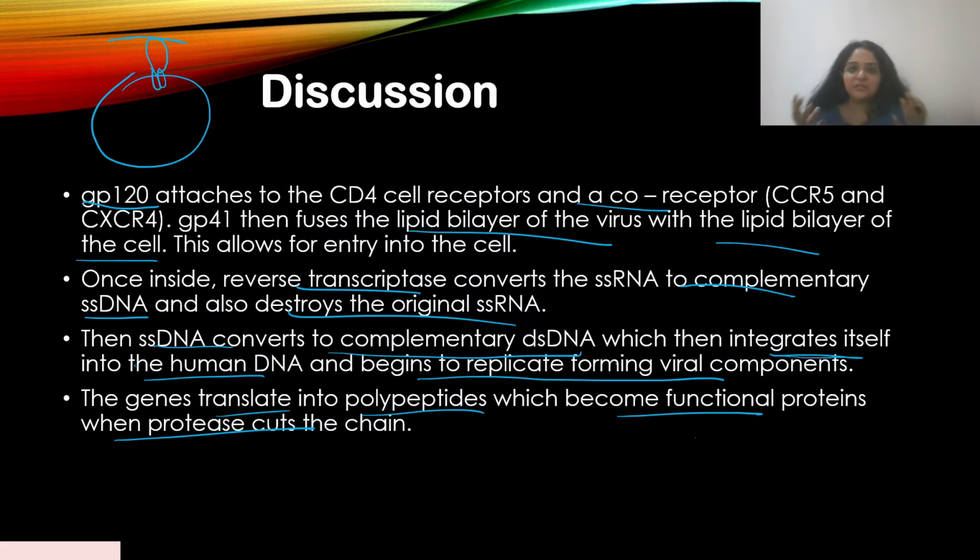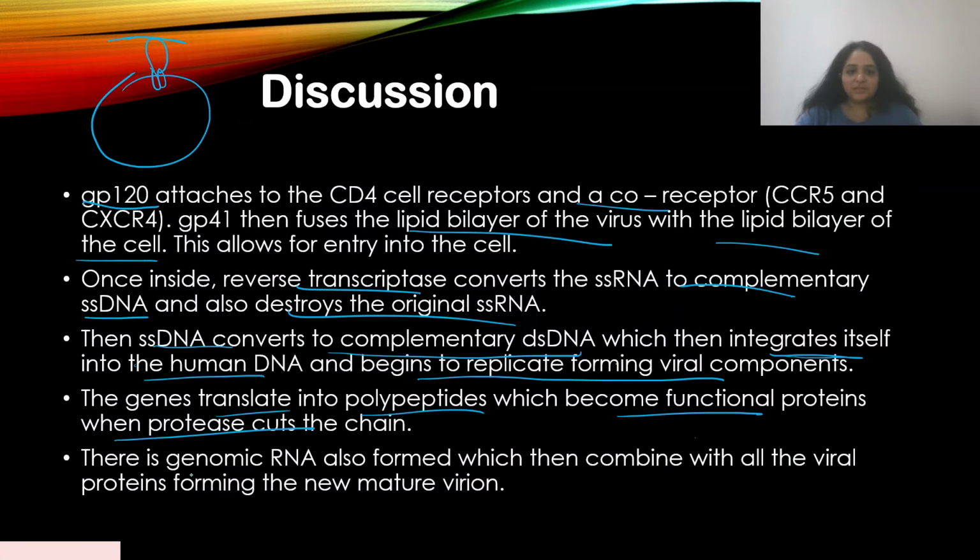Now the cell has become a factory for producing HIV. That's the whole point. That's where the dangerous part is. It has entered the cell and used it as a factory to produce more and more HIVs. Of course, as I already mentioned, genomic RNA is also formed, which combines with all the viral proteins, forming the new mature virion. Like I said, the genomic RNA along with the viral proteins that are formed, they all combine.